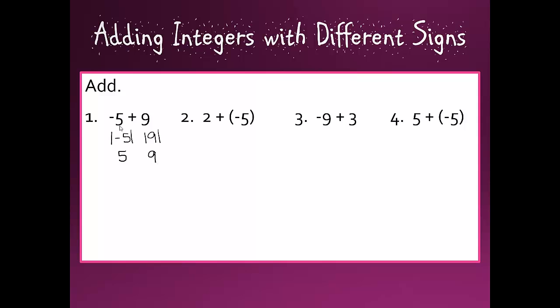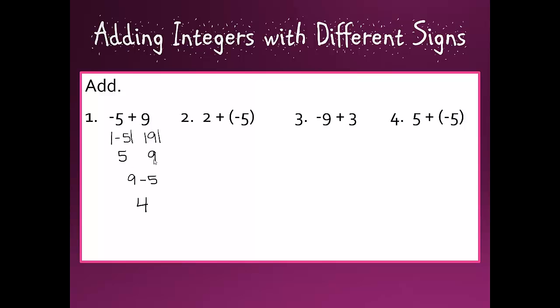Since we had different signs in this problem, we had a negative and a positive, we're going to subtract these two numbers. So we're going to take the one that has the higher absolute value, which is the 9, and we're going to subtract the 5 from that. So 9 minus 5 is 4.